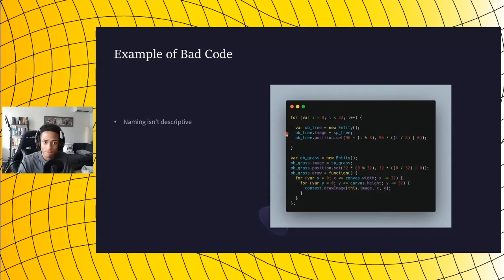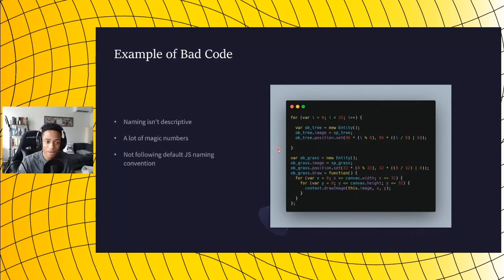What exactly is it doing? Another thing is that there are a lot of magic numbers. If we jump down here to ob_tree.position.set, first off, we don't even know what exactly we're setting. But we look at all these numbers here, right? We have something like 96 times i, and 96 times i divided by 8. And we don't know what 96 represents at all. Why are we dividing by 8? What specifically does all this mean, right? So there are a lot of magic numbers within this code snippet.